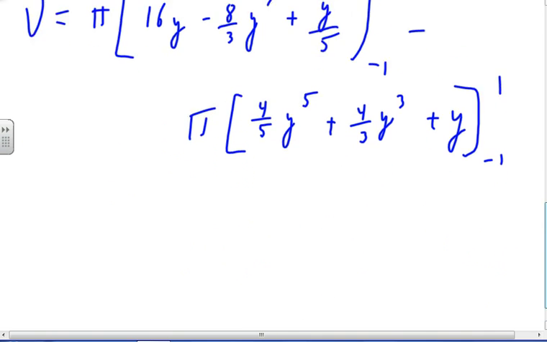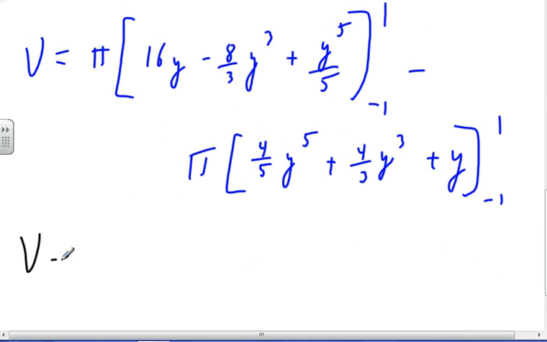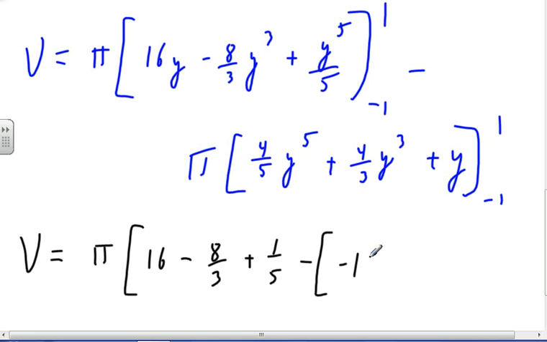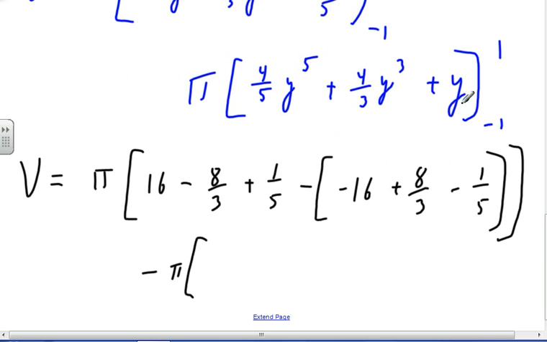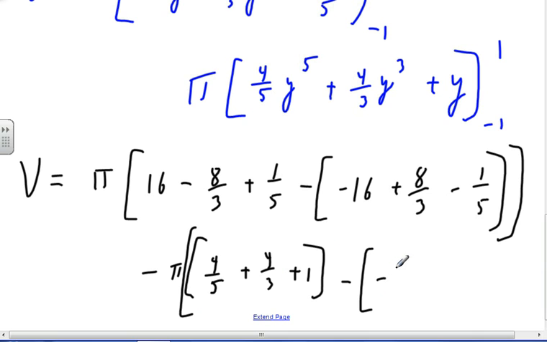Okay, so we're almost out of room. Volume's going to be pi times: I'm going to have a 16, a minus 8 thirds, a plus 1 over 5, minus a minus 16 plus 8 over 3 minus 1 over 5, minus pi times, I put in a 1, 4 over 5, 4 over 3 plus 1, minus, I'm putting in a minus guy, so I got minus 4 over 5 minus 4 over 3 minus 1.